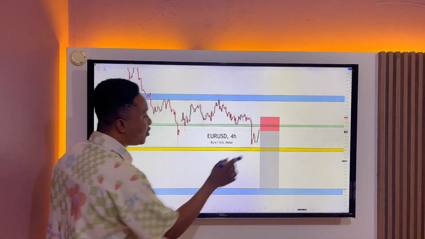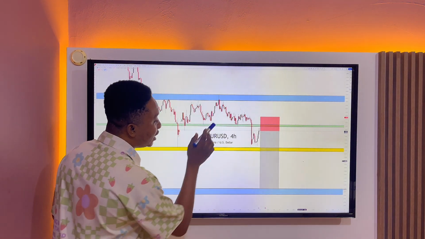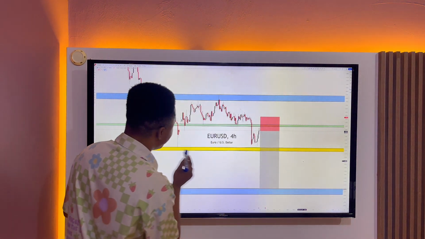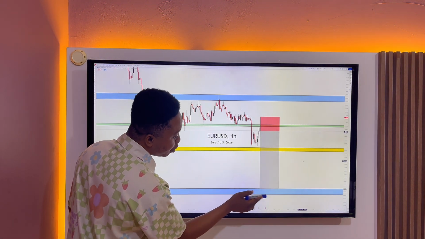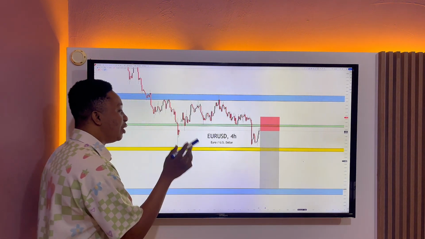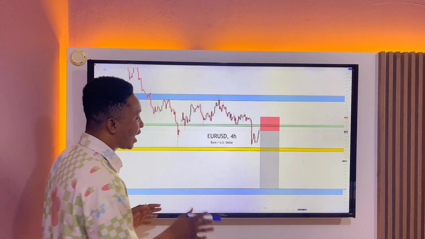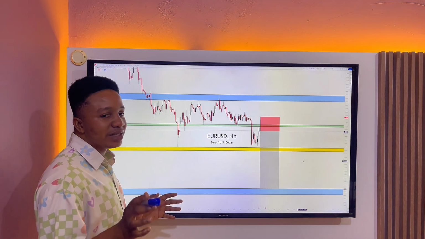Once we're able to find entry over here on candle confirmation, TP1 will be at the next weekly support level over here. TP2 is also going to be at the monthly support, and then we enter and hold until price hits our target. Now there's only one thing that can make this setup invalid.